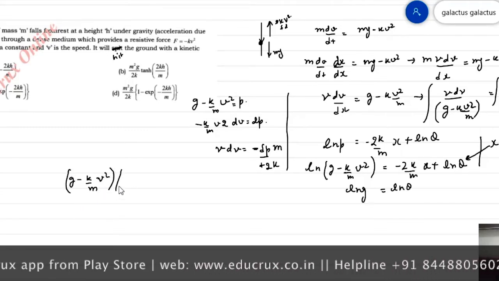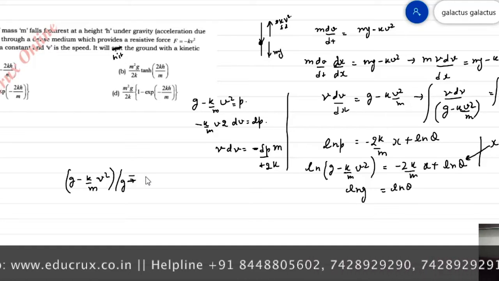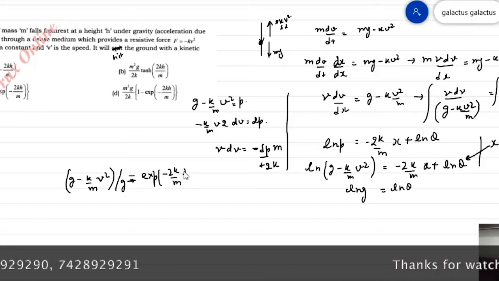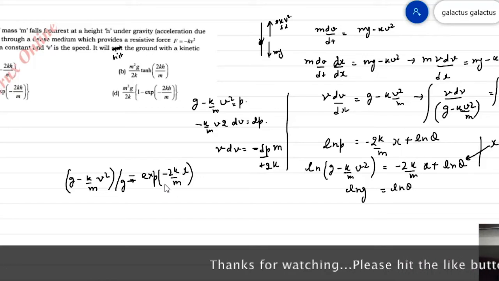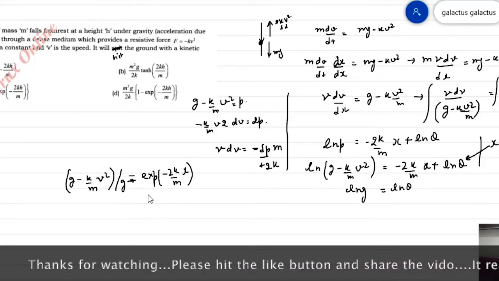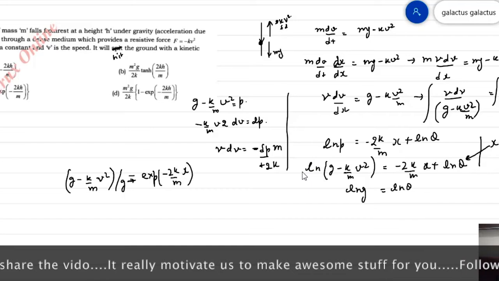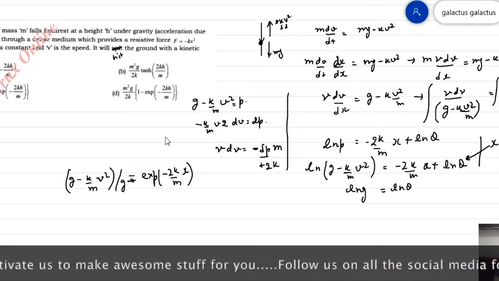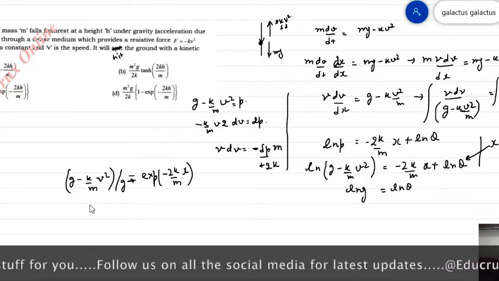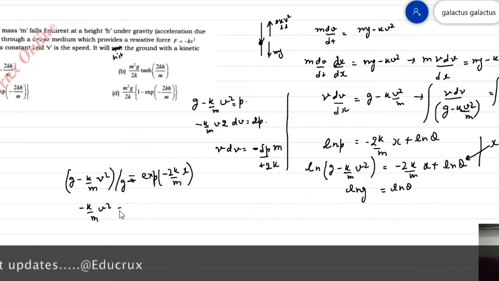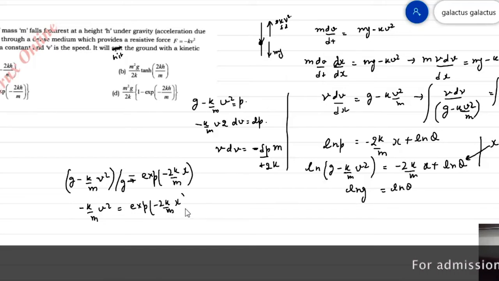Sorry. So g minus k by m v square upon g is equal to exponential minus 2k by m x. Okay. So this will be my expression when I solve the differential equation. Now I have to simplify this expression and calculate the value of velocity. So I will have minus k by m v square is equal to exponential minus 2k by m x minus 1.